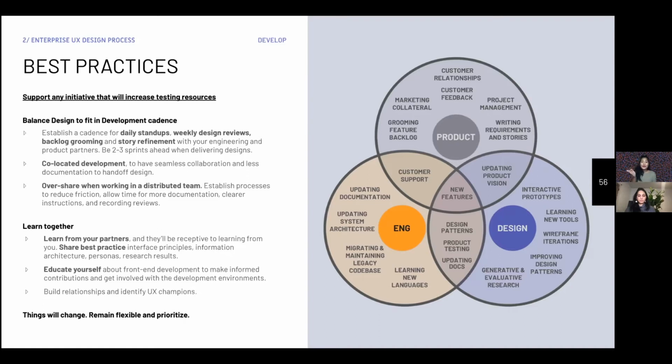Now, co-located development is generally best practice, but in general, when you're working in enterprise organizations, you are working in a distributed team. So oversharing is necessary. Just know that this is a collaboration, so you're gonna have to learn together and iterate on your processes so that you can actually build the right product. Things will change, just remain flexible and prioritize as much as possible.